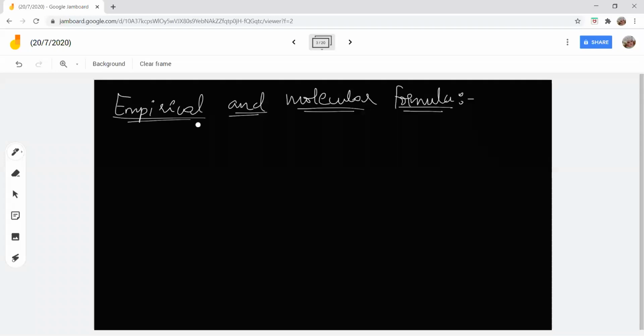Okay. Last class I told you what is meant by empirical formula and what is meant by molecular formula. This class we are going to see how to calculate the empirical formula. On analysis, a compound contains 43.4 percent sodium, 11.3 percent carbon, and oxygen is 45.3 percent. They are asking you for the empirical formula of the compound.